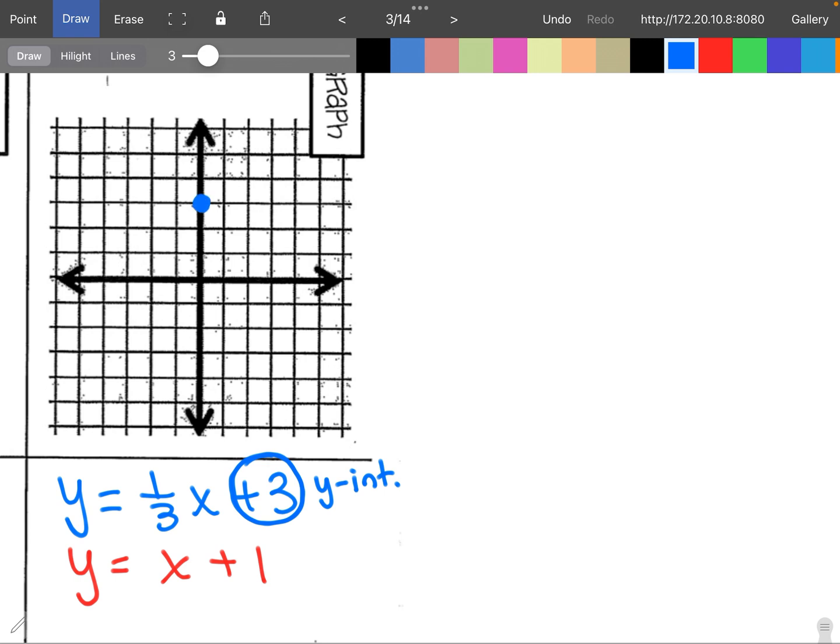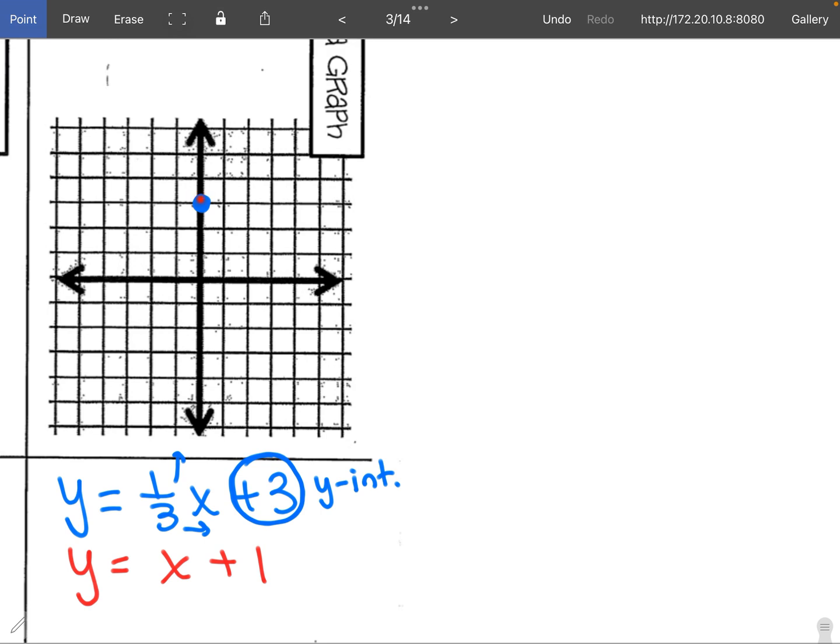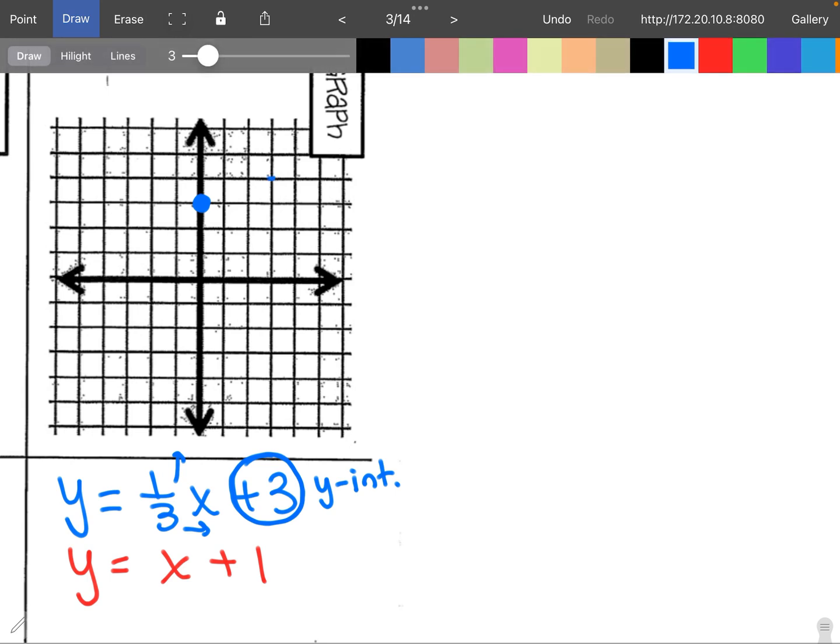And then we're going to graph our slope. Our slope is always in front of our x, and it is rise over run. So we're going to rise 1 and run 3 from that starting point. So starting here, we're going to rise 1 and then run 3. So our next point's going to go right there. And then again, we're going to rise 1 and run 3 and put a point right there.